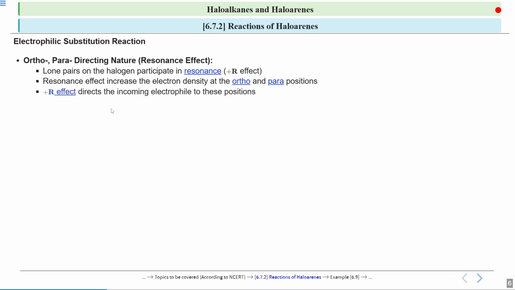The plus R effect directs the incoming electrophile to these positions. Due to this positive resonance effect, the electron density increases at the ortho and para positions. The incoming electrophile, which has fewer electrons, wants to attack the position on the ring where there are lots of electrons present. So due to the plus R effect and the increased electron density at the ortho and para positions, the incoming electrophile will attack or attach directly to these positions.